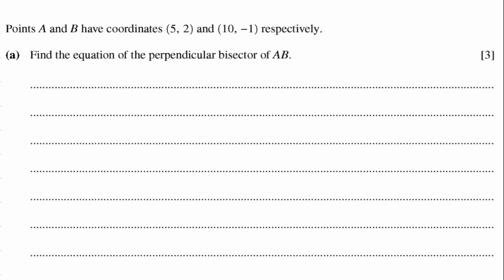Okay guys, let's solve some past paper. Here we have points A and B, (5, 2) and (10, -1). The first question, we need to find the equation of the perpendicular bisector of AB.